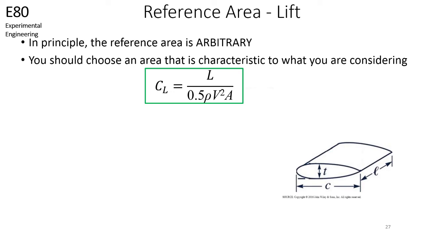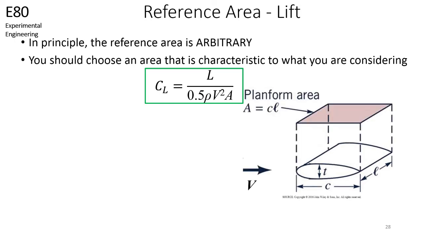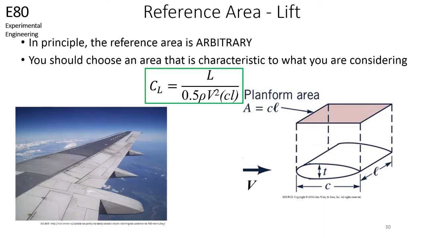Now, if we want to calculate the lift generated by this wing, we have to use a different reference area. In this case, the relevant area in the generation of lift is the planform area. The planform area can be calculated by multiplying the chord length of the wing c by the span L. Therefore, you replace A in the coefficient of lift equation with c times L. If you'd like to calculate the lift of the wing shown in this picture, you would need to determine its planform area and use that as your reference area.